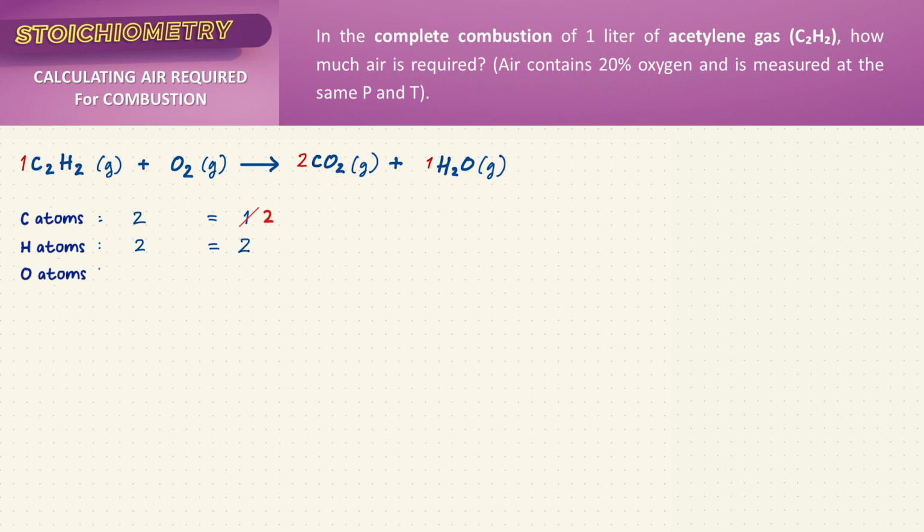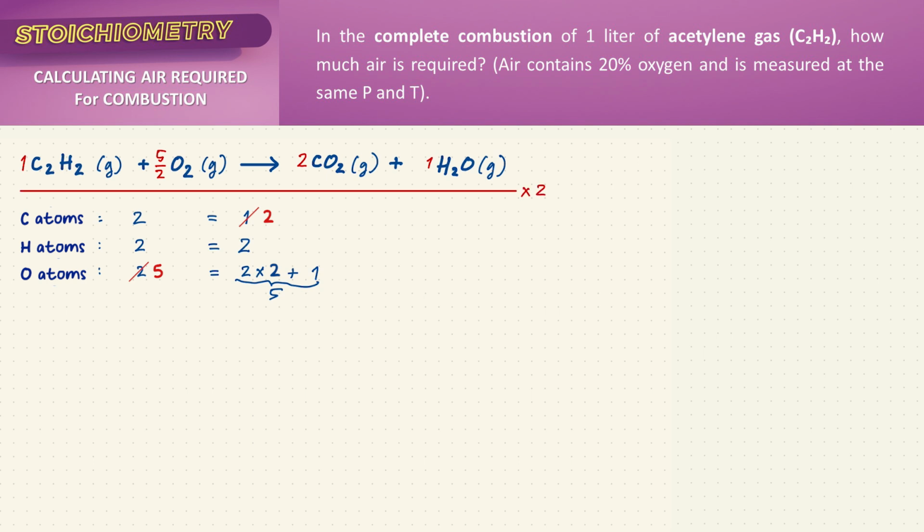Finally, we check the oxygen atoms. On the left side, we have 2 atoms, while on the right side, we have 2 times 2 from CO₂ and 1 from H₂O. Thus, the total atoms on the right side is 5 oxygen atoms. To make it equal, we need to add 5/2 as a coefficient of O₂. And now, the chemical equation is already balanced.